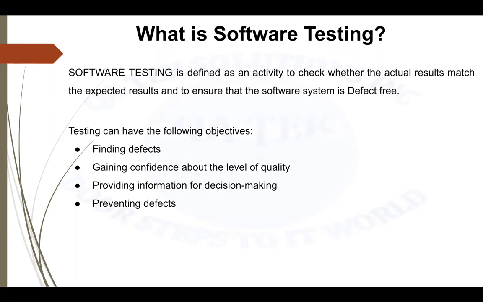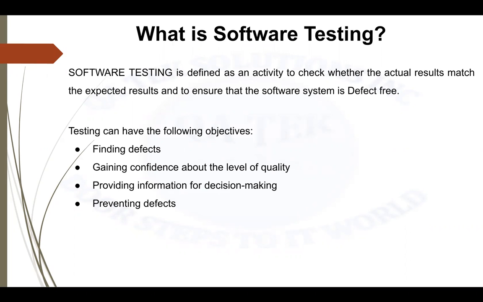The second objective is gaining confidence about the level of quality. If you find defects in the earlier stages before it goes to the customer, you are gaining confidence about the level of quality. You can assure that we did enough testing, we found all the possible defects, and definitely we can assure that the quality of the software is very high. That's the job you're going to do whenever you work as a software test engineer.